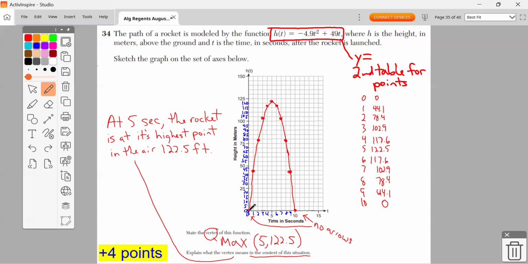No arrows on the end. The rocket can't go underground. This is the ground right there at the x-axis. So connect the dots, and that's our graph.